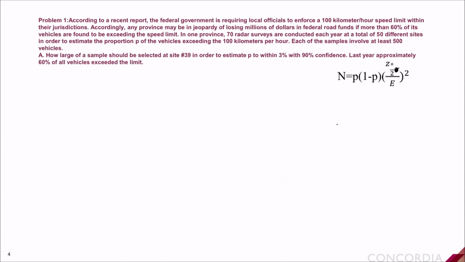In one province, 70 radar surveys are conducted each year at a total of 50 different sites in order to estimate the proportion P of vehicles exceeding the 100 km/h speed limit. Each of the samples involve at least 500 vehicles. A. How large of a sample should be selected at site 39 in order to estimate P to within 3% and with 90% confidence? Last year, approximately 60% of all vehicles exceeded the limit.